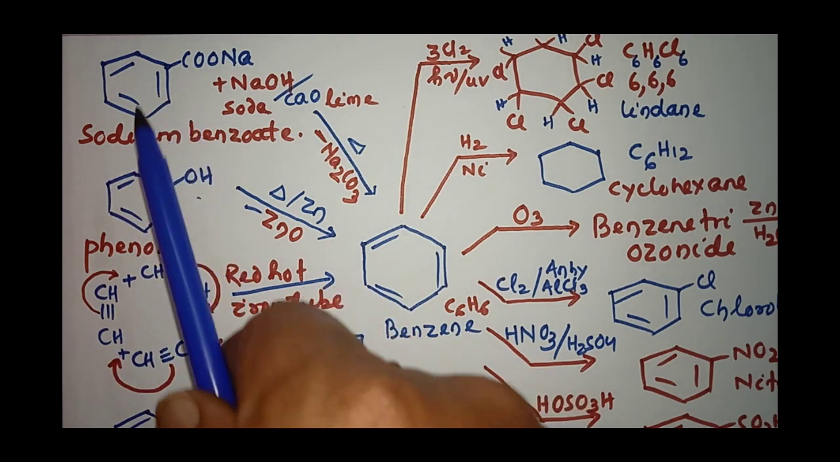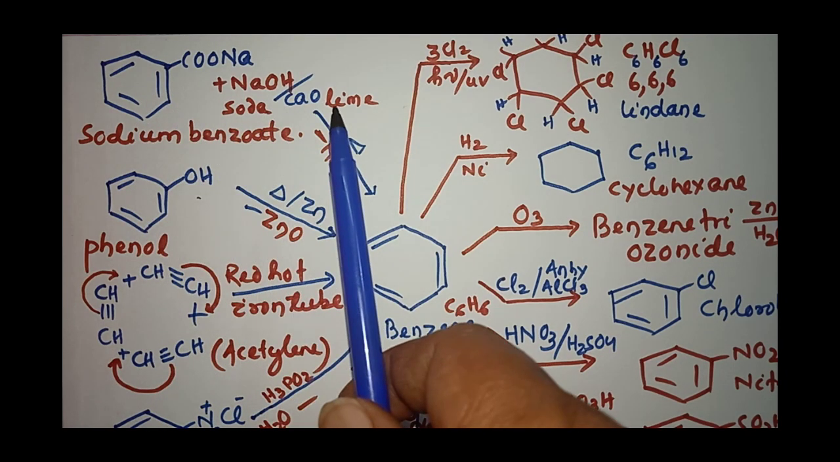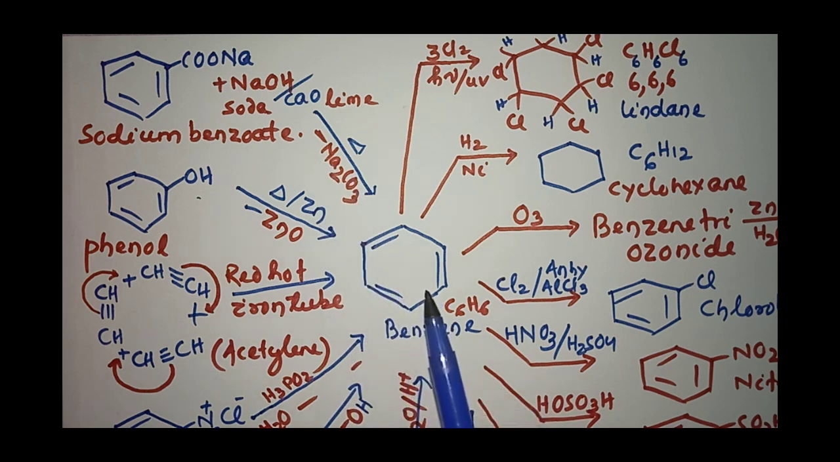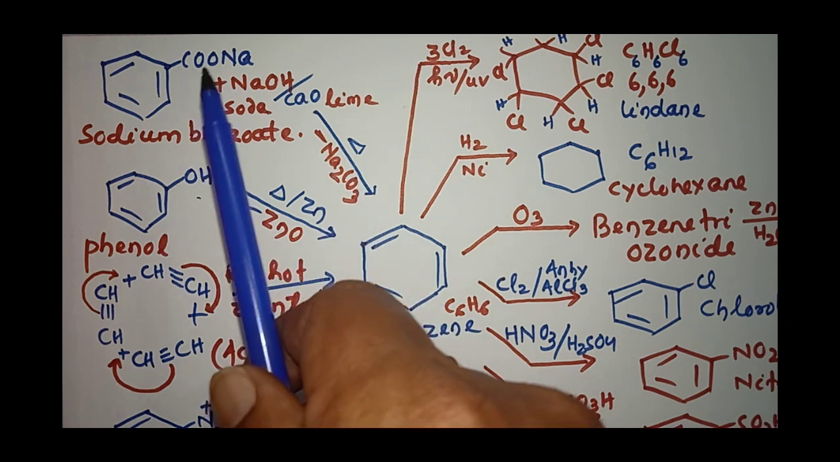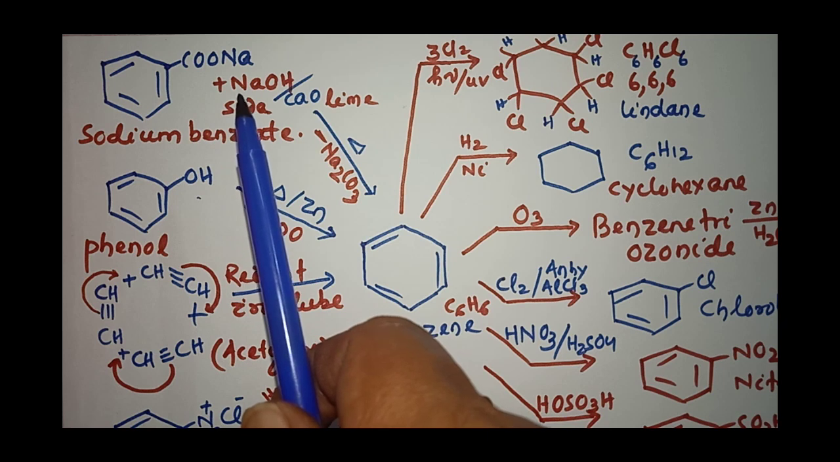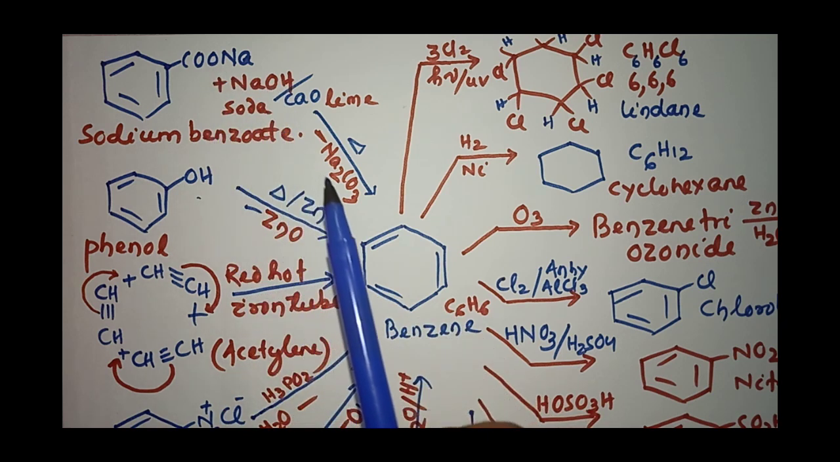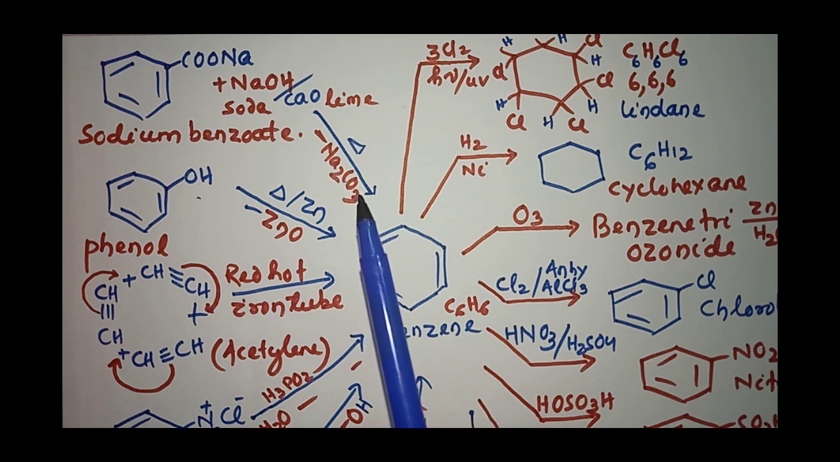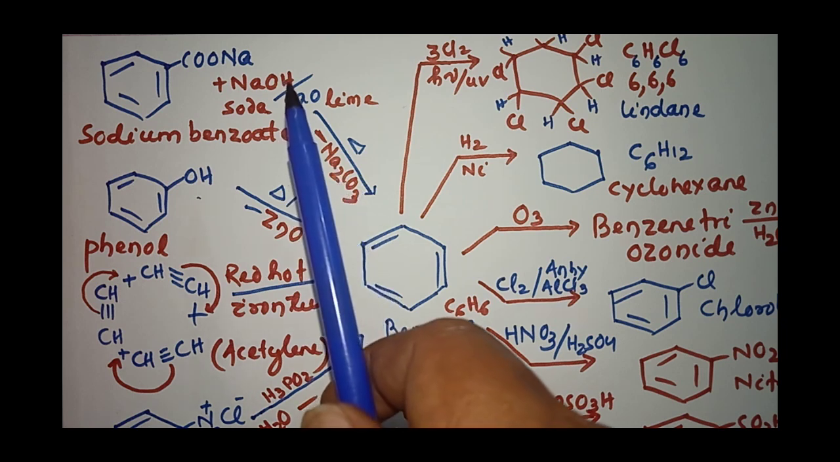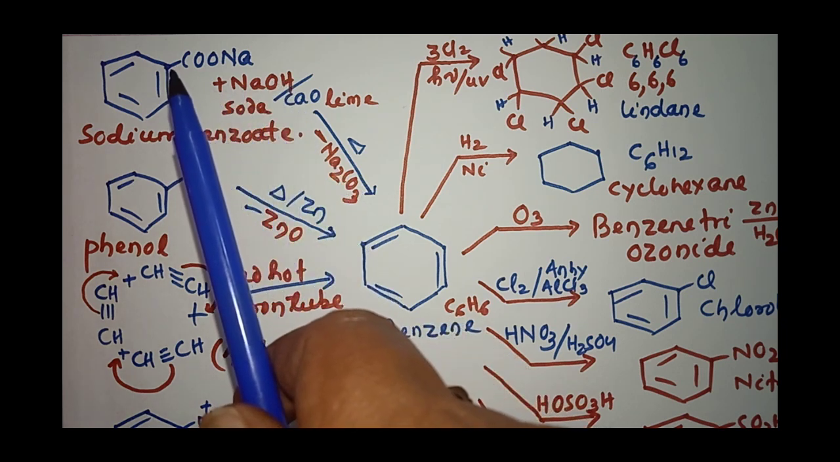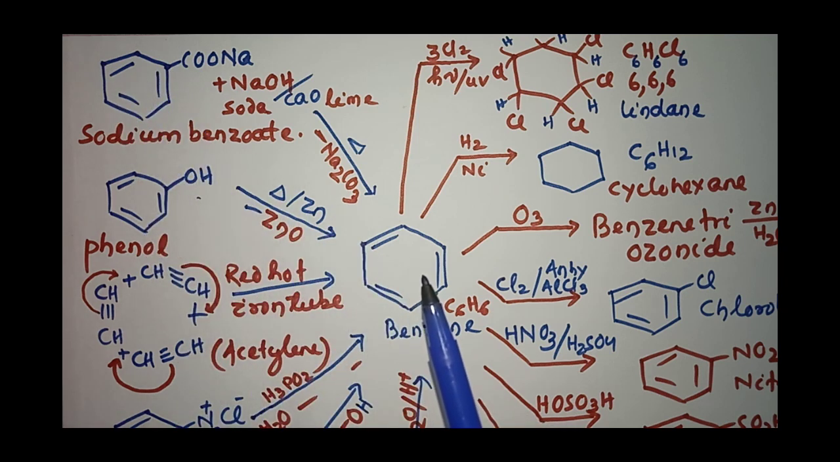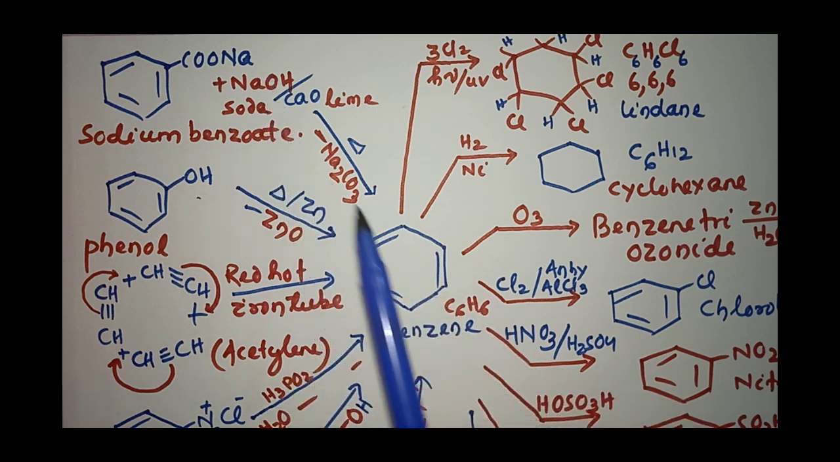When sodium benzoate is heated with soda lime, benzene is produced. COONa and NaOH combine with each other to become Na2CO3, and this H is connected to this carbon atom and becomes benzene. This method is known as decarboxylation.